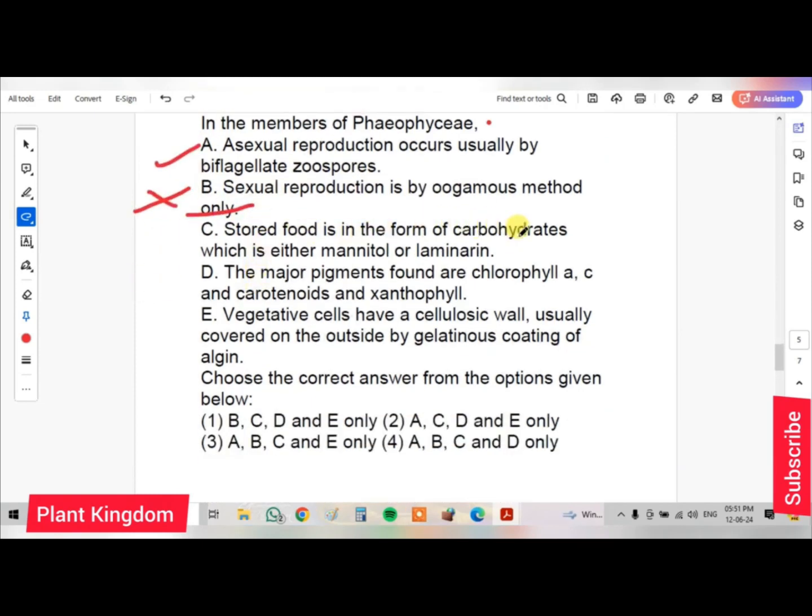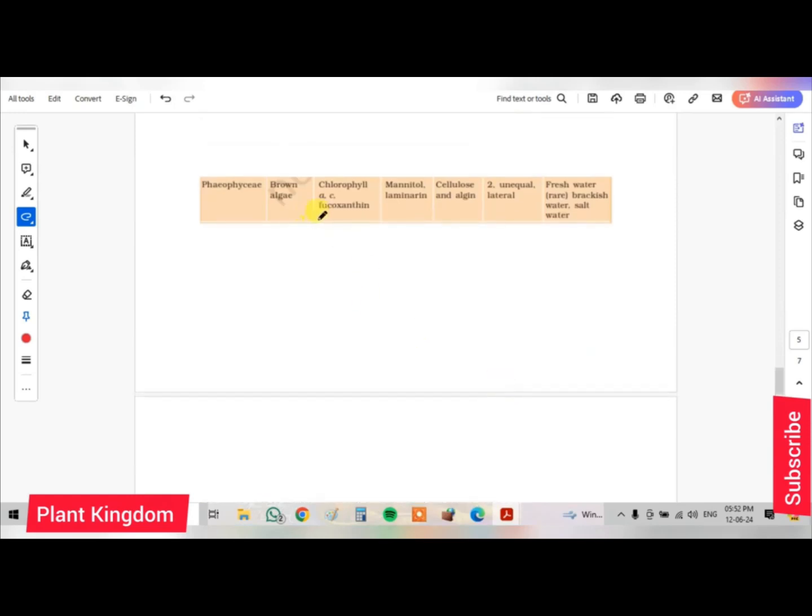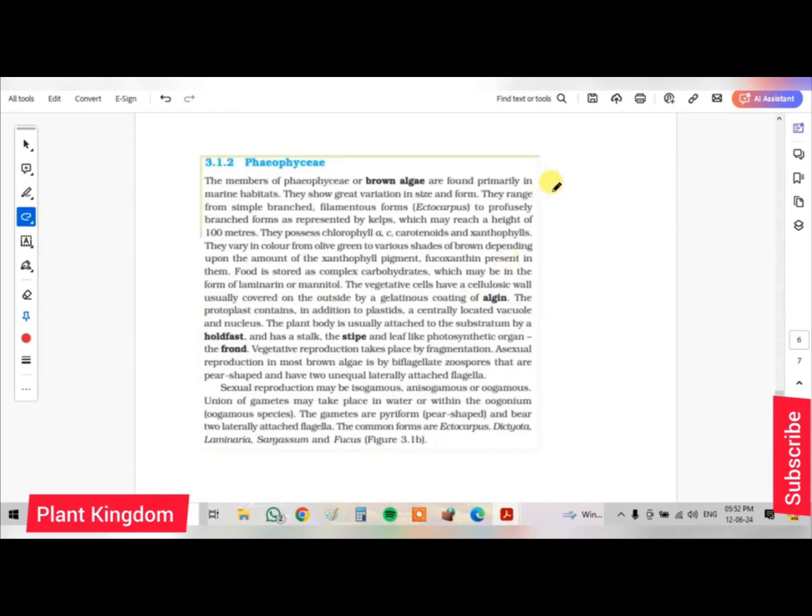C, stored food in the form of carbohydrates, which is either mannitol or laminarin, is right. D, major pigments are chlorophyll a and c, carotenoids and xanthophylls, it's right. E, vegetative cells have cellulosic wall usually covered on the outside by a gelatinous coating of algin. It's right. Except B, A, C, D, E are correct. You can see the NCERT topic from the lesson or chapter known as Plant Kingdom.